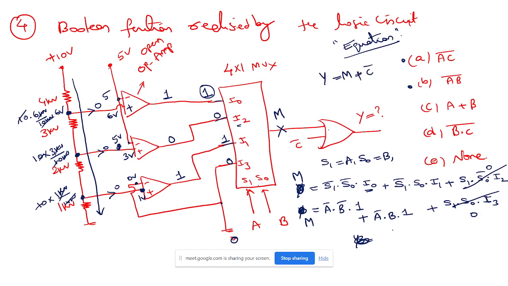So M is just the output equation of a multiplexer. A bar, right? Because B bar and B, I can take A bar as common. So Y is A bar plus C bar. I can also write it as A dot C whole complement. So option A is the right answer.